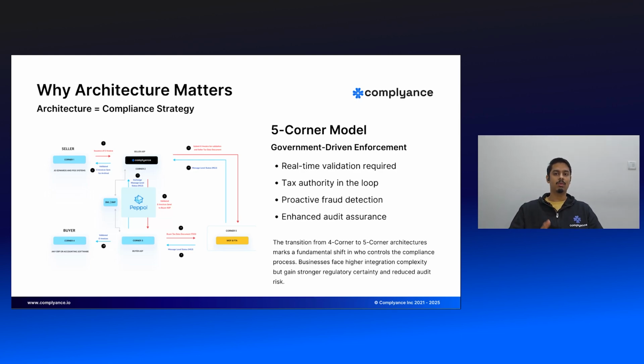So the transition from the four corner model to the five corner model is generally for the governments to take control of the compliance and the e-invoicing process and to listen to the e-invoicing data. So the control shifts from the businesses to the government in this five corner model.